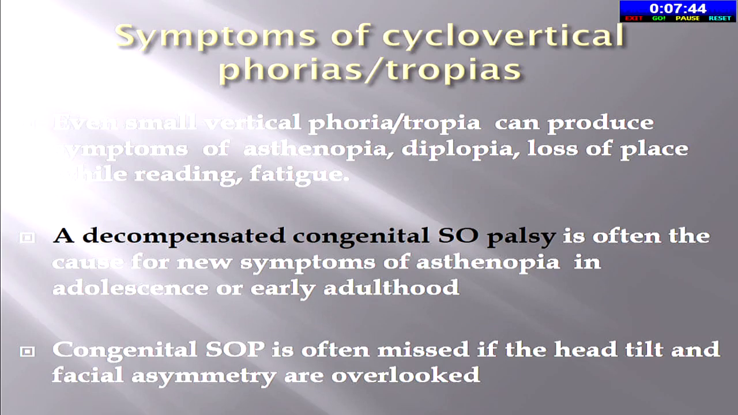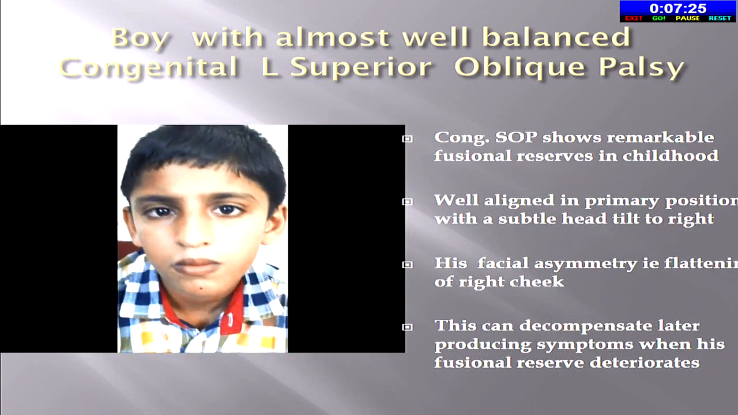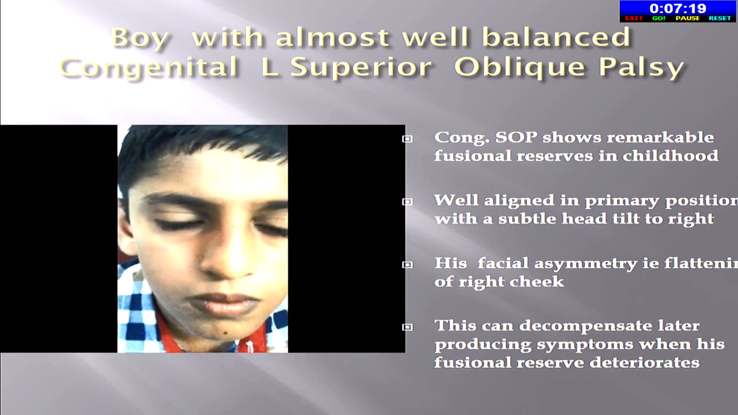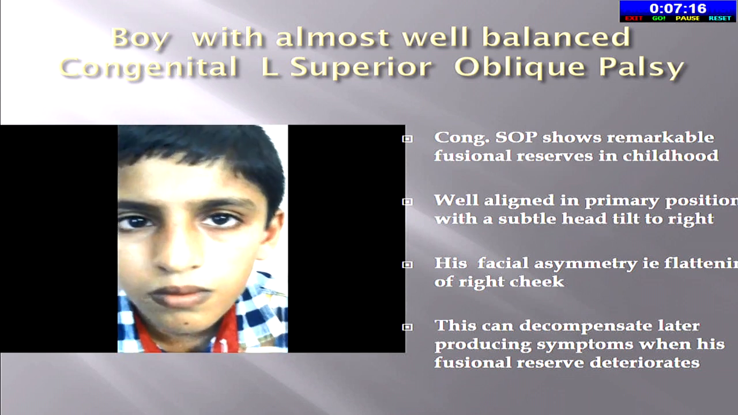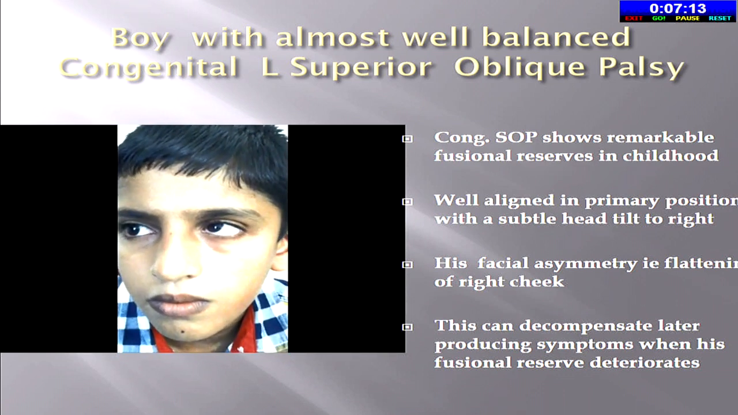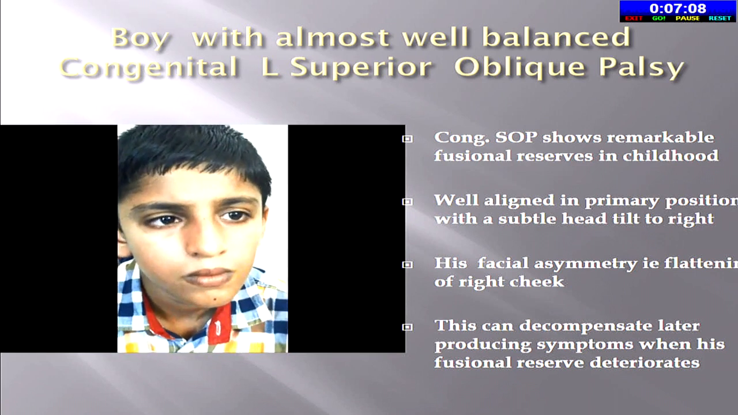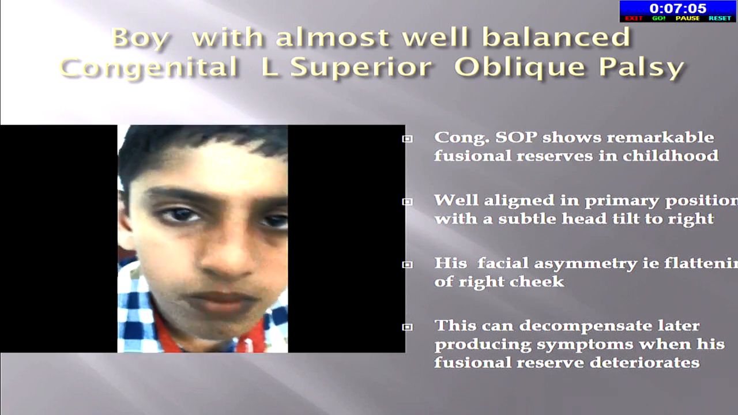So even very small vertical foria or tropia can produce symptoms of asthenopia, diplopia, loss of place while reading, and fatigue. A decompensated congenital superior oblique palsy is often the cause for new symptoms of asthenopia in an adolescent, and congenital superior oblique palsy is often missed if the head tilt and the facial asymmetry are overlooked. Again, this child seems to have an aligned eye in the primary position. But once you correct the head posture, you can see the left eye goes up. This is because in congenital superior oblique palsy, they have a very high fusional reserve for vertical phoria. So they can correct the vertical tropia by tilting their head.